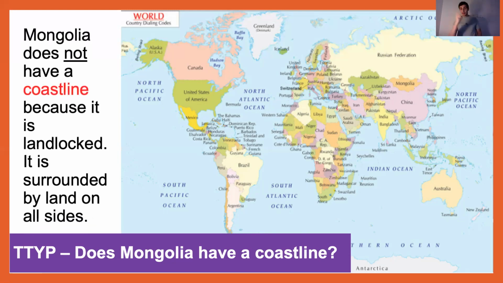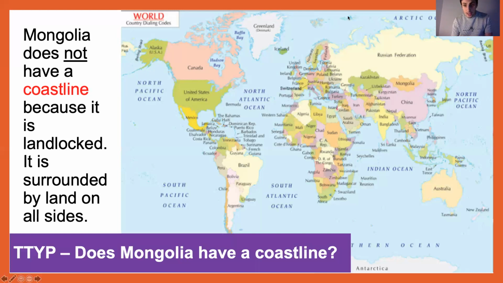Well done. It doesn't have a coastline. Mongolia is a landlocked, my turn, landlocked, country because it doesn't have any coastline at all. If you lived in Mongolia, you couldn't go and look at the sea by staying in Mongolia. You'd have to go to another country.